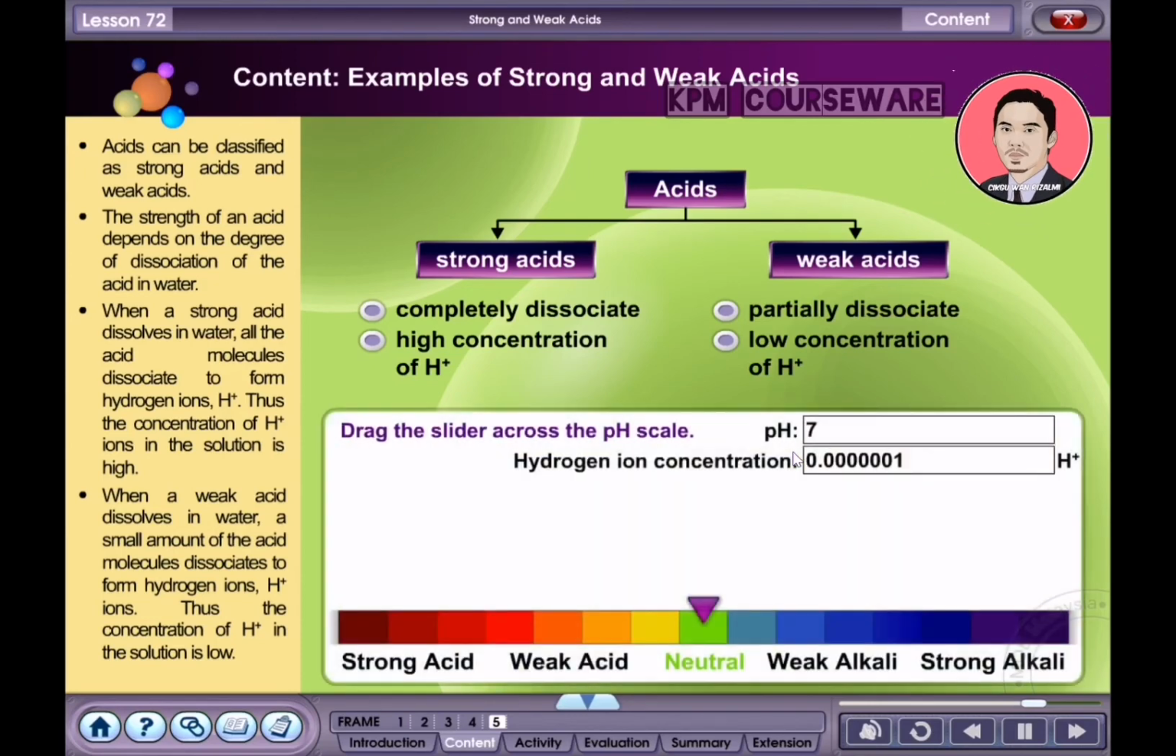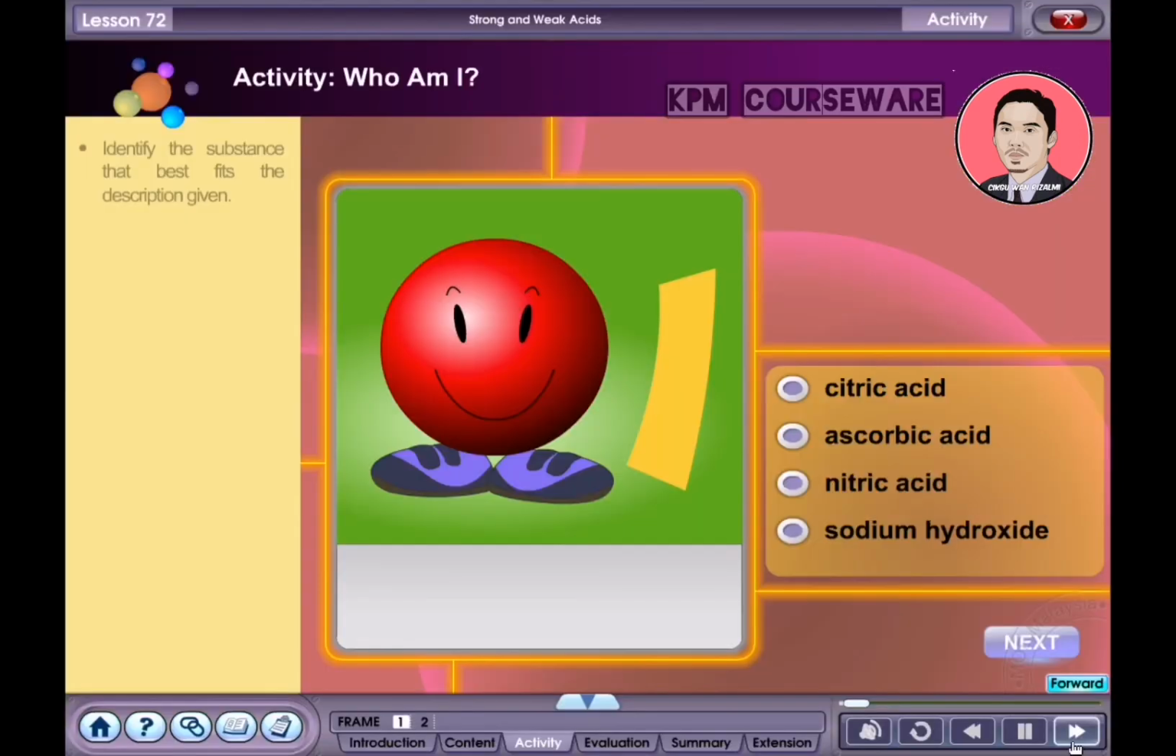Now let us compare the pH of some acid solutions of the same molar concentration to determine which acids are strong and which acids are weak. Drag the slider across the pH scale. In this activity, you are required to identify the substance that best fits the description given. You are then required to click on the correct answer to see if you are correct.